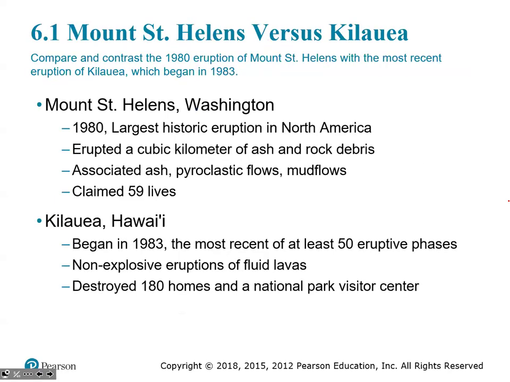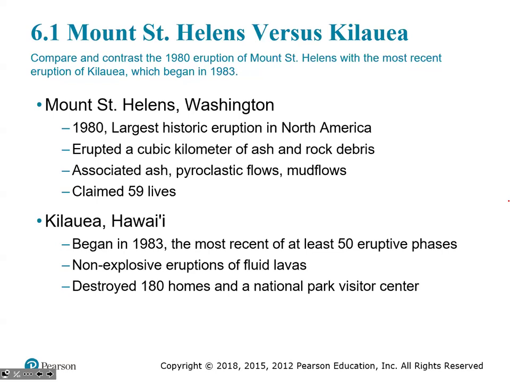So, let's start by comparing 2 volcanic eruptions, Mount St. Helens and Kilauea. Mount St. Helens in Washington in 1980 had the largest historic eruption in North America. That means during recorded history. There's definitely bigger ones in the past, but we don't have actual historical records of them. This one was caught on camera by more or less pure luck.